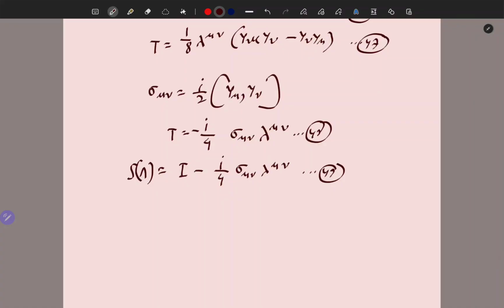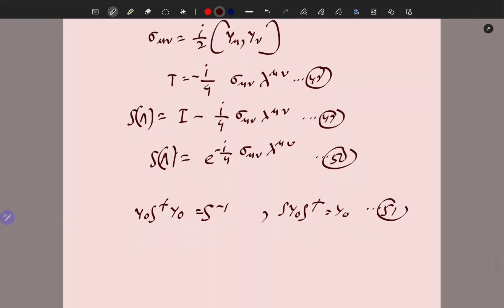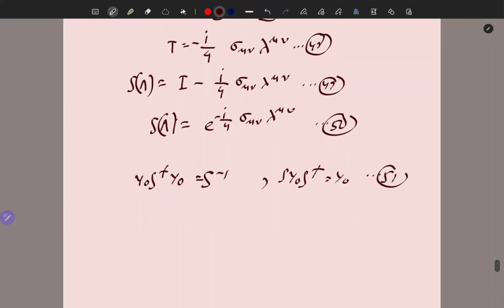Absorbing the infinitesimal parameter epsilon in lambda mu nu, from this finite transformation S of lambda is found to be equal to e to the power minus i/4 sigma mu nu lambda mu nu. This is equation number 50. It follows that gamma 0 S dagger gamma 0 equals S inverse and S gamma 0 S dagger equals gamma 0. This is equation number 51. This can be verified as below.